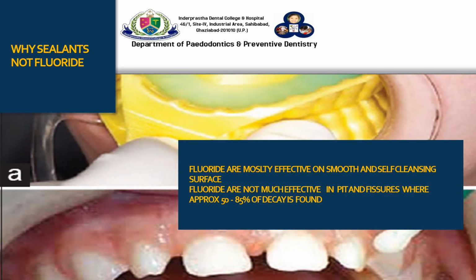Sealant is not provided on smooth surfaces, as the incidence of caries is relatively low on the smooth, self-cleansing buccal, lingual, mesial, or distal surfaces, where fluoride is highly effective in reducing caries. Unfortunately, fluoride is not nearly as effective in the pit and fissure, where approximately 50 to 85% of tooth decay is found.